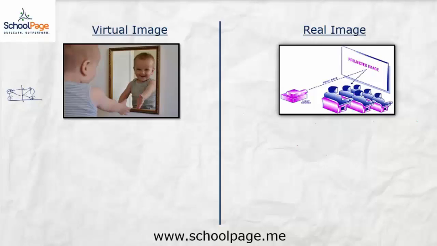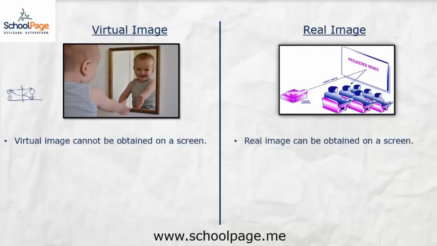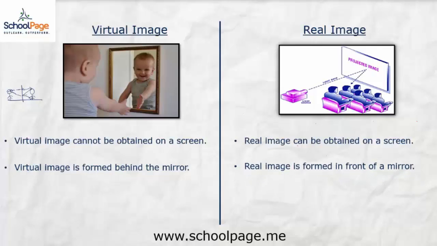So let's see some of the differences between virtual image and real image. A virtual image cannot be obtained on a screen, whereas a real image can be obtained on a screen. A virtual image is formed behind the mirror. A real image is formed in front of the mirror. A virtual image is always erect and upright, whereas a real image is always inverted. These differences are very important from the exam point of view. So remember the difference between virtual image and real image.